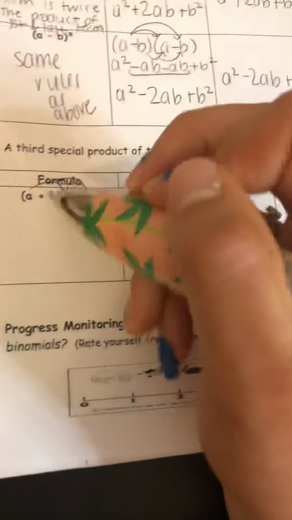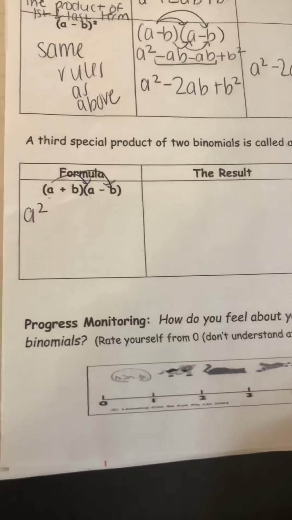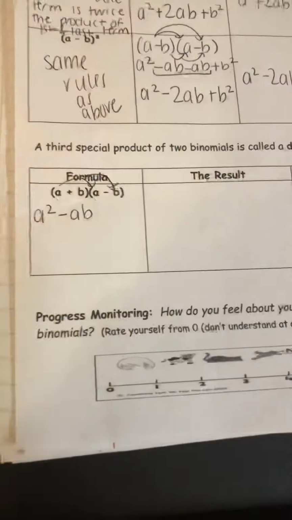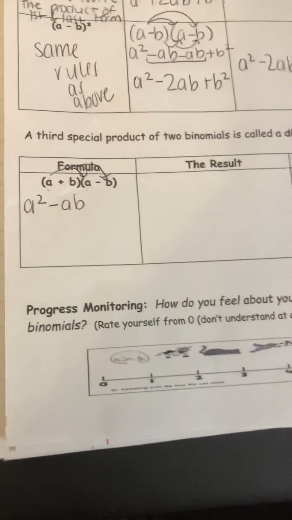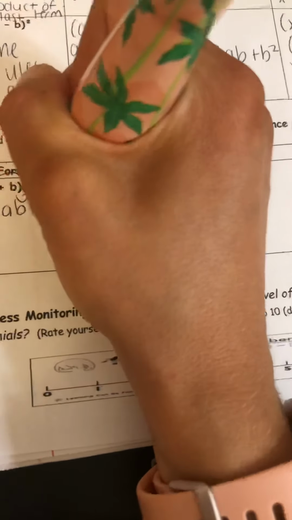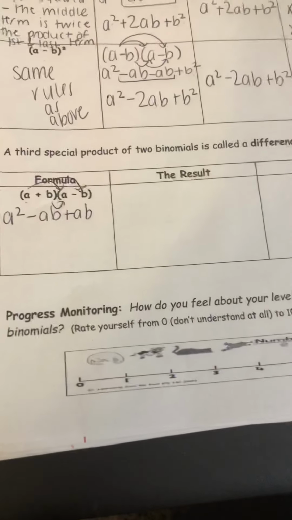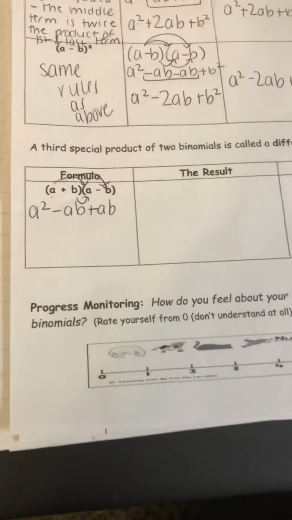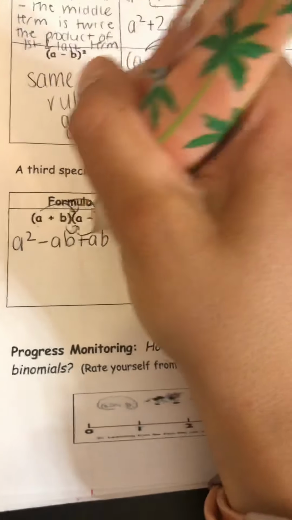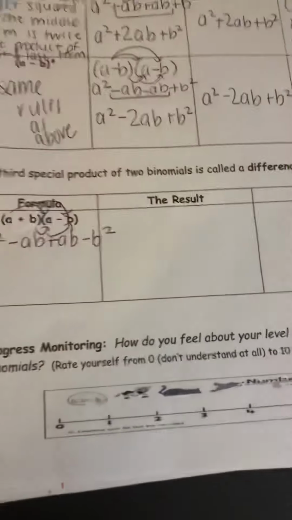So you're still going to FOIL. A times A is A squared. And then A times negative B is negative AB. Again, alphabetical order. B times A is positive AB. Okay, alphabetical order. Remember, BA is the same as AB. We just like writing in alphabetical order to make sure we combine our like terms. And then B times negative B is negative B squared.